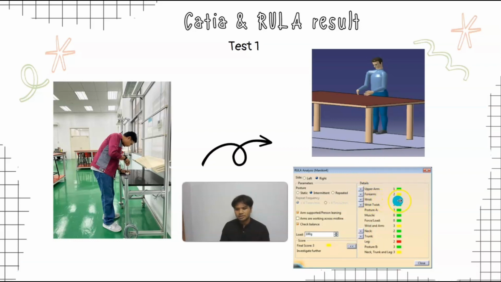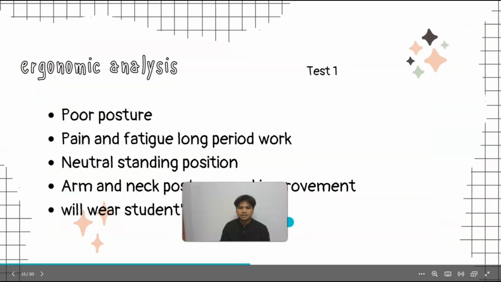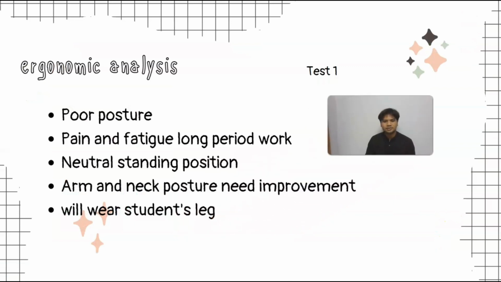Firstly, for the forearm we can see yellow, the posture is not very good. The wrist is also not very good, orange one. And lastly is the leg, the red one, which is the very bad posture. Next, we go to the ergonomic analysis for test one.